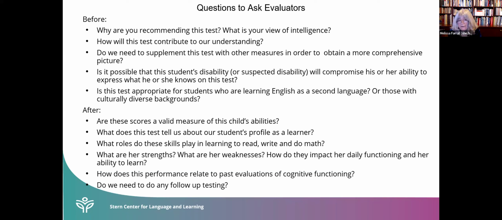So after an evaluation, are these scores a valid measure of this child's ability? That should be in every report. What does this test tell us about our kid's profile as a learner? And how do these strengths and weaknesses play a role in learning to read, write, and do math? Let's better understand those strengths. Let's better understand the weaknesses and how they manifest themselves in our kids' ability to function in the classroom and learn. Is this evaluation commensurate with past evaluations of cognitive functioning? And do we need to do any follow-up testing?